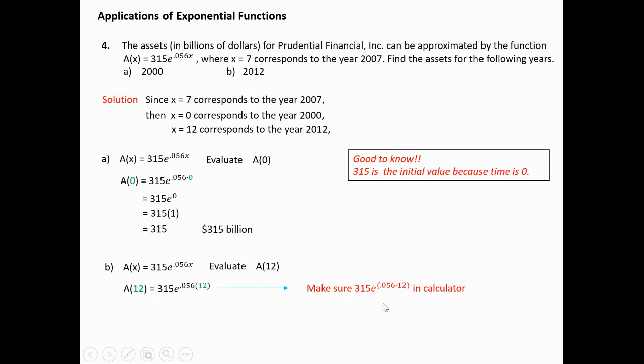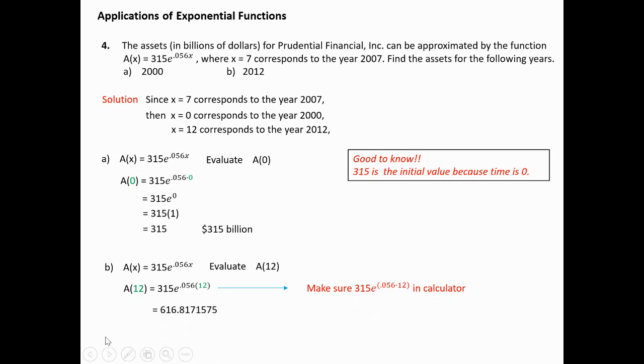Because if you don't do that, it might give you the wrong answer. Why? Because the calculator follows PEMDAS. And if you do it just like this without the parentheses, it might do 315 e to the 0.056, and then that times 12, which is wrong. That's why it's wiser to put it in parentheses to make sure that your answer will always be right.